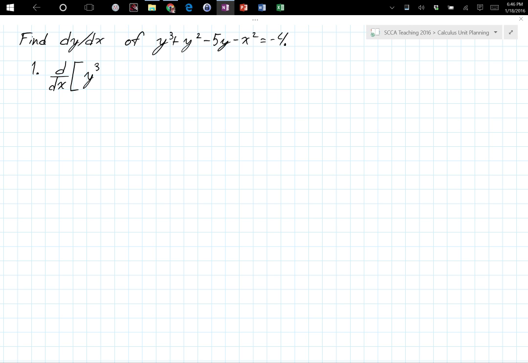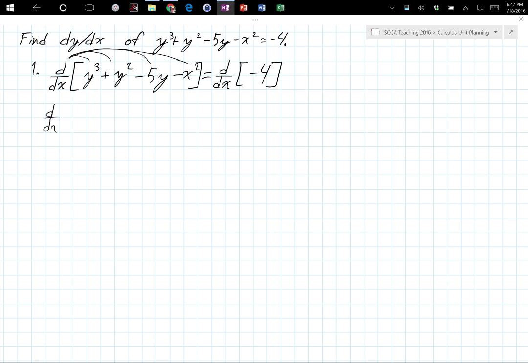So I got y cubed plus y squared minus 5y minus x squared equals the derivative with respect to x of -4. Okay, so I can actually distribute my derivative, and that's what I'm going to do.